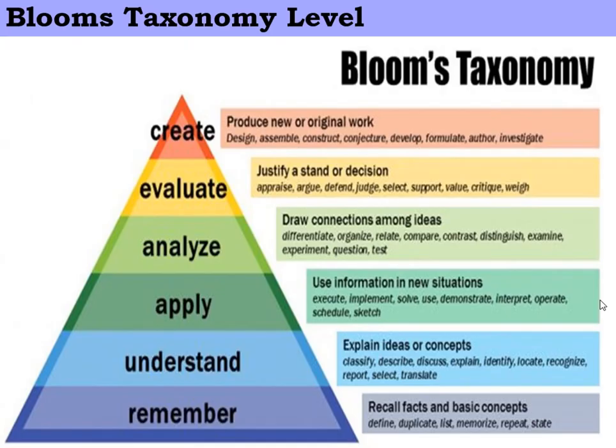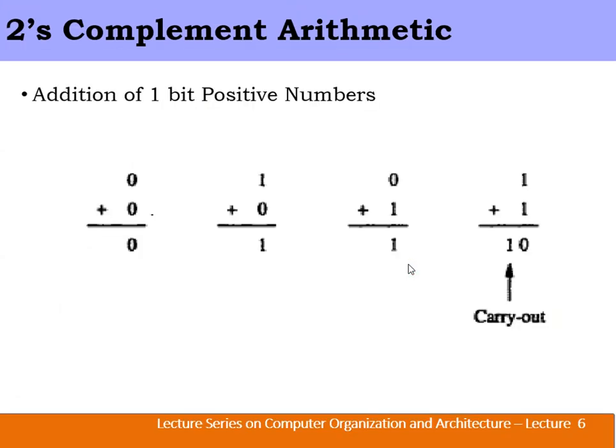Bloom's taxonomy level. Here the concept that we are discussing is performing arithmetic operation by using 2's complement form, and later we are going to compare 2's complement operation with the 1's complement operation. As we are going to compare, it falls in Bloom's taxonomy level number 4, that is analysis. So this is regarding Bloom's taxonomy level with respect to today's lecture.